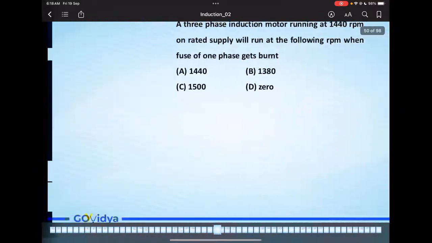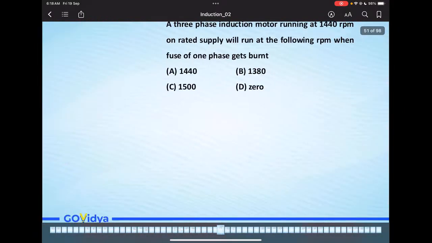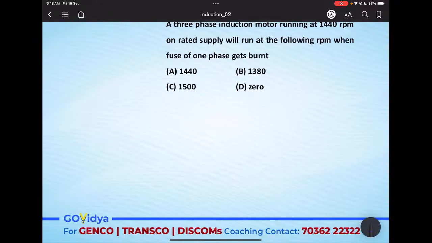Let's move on to the next question. The question is given as: a 3-phase induction motor running at 1440 rpm on rated supply will run at the following rpm when the fuse of one phase gets burnt. What they are telling is, initially the motor is given the 3-phase supply, and it is running at 1440 rpm.